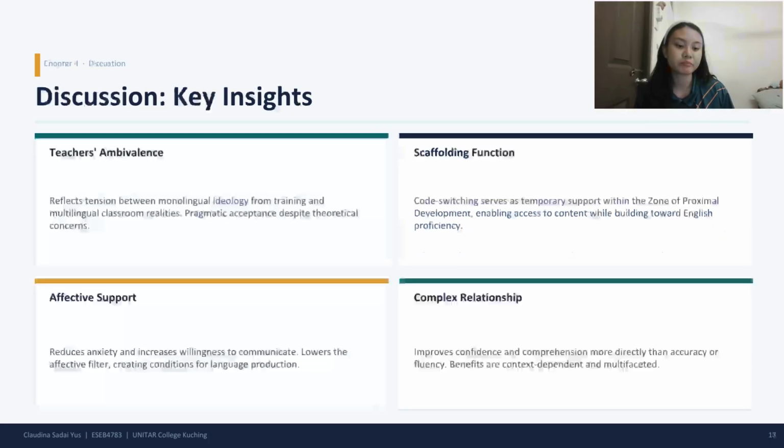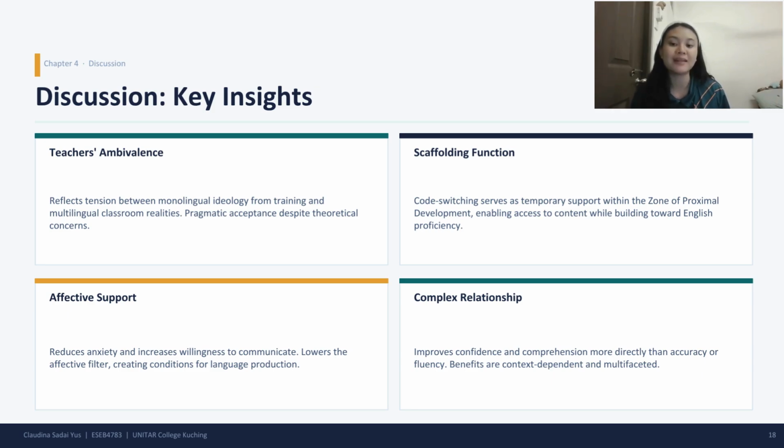All right, the last but not least, for the discussions and the key insights, we can see the teacher ambivalence that reflects the tension between monolingual ideology from training and multilingual classroom realities. They can see the differences in how they handle the class, especially in the speaking activities. Second is the scaffolding function, where code switching serves as temporary support within the zone of proximal development, enabling access to content while building towards English proficiency.